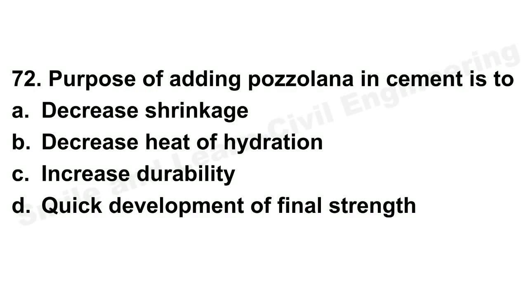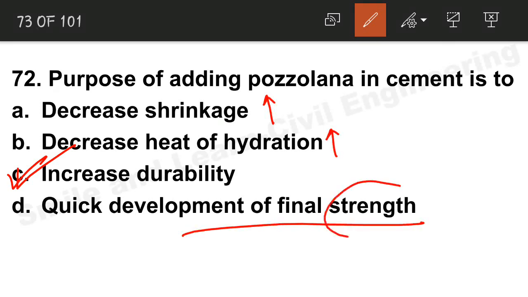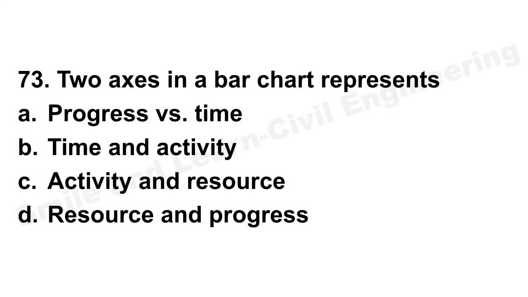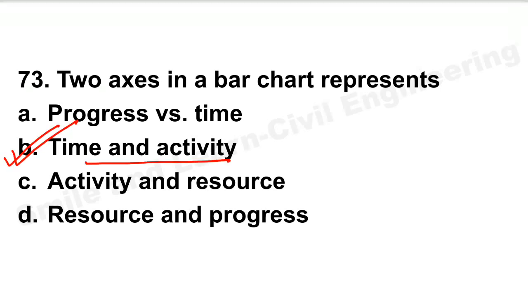Purpose of adding pozzolana in cement. So pozzolana increases durability, decreases shrinkage, decreases heat of hydration, and quick development of strength, yes, it increases the strength, but not quick, we cannot say. Two axes in a bar chart represent. So bar chart is time versus activity.